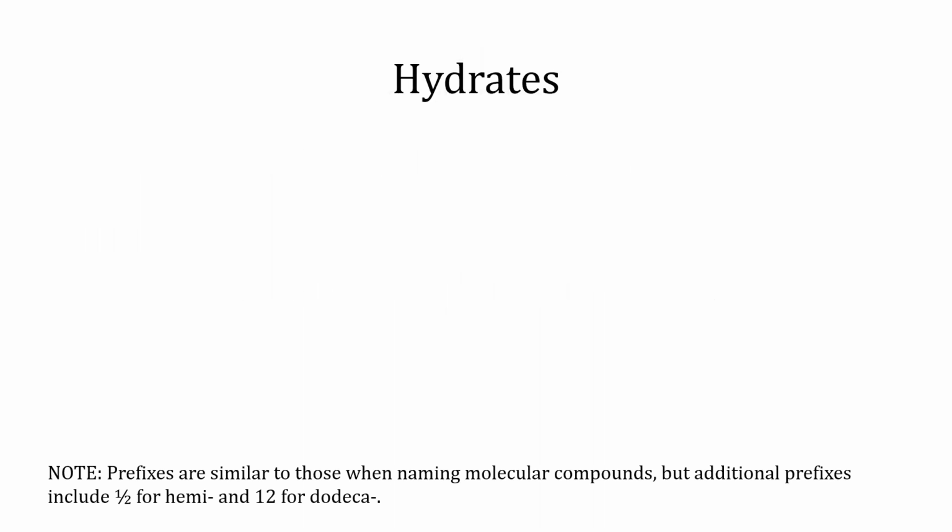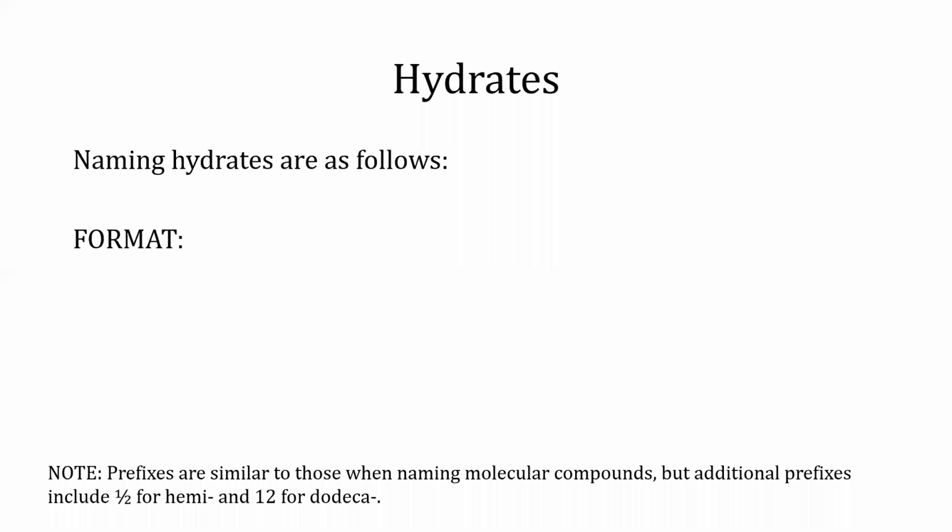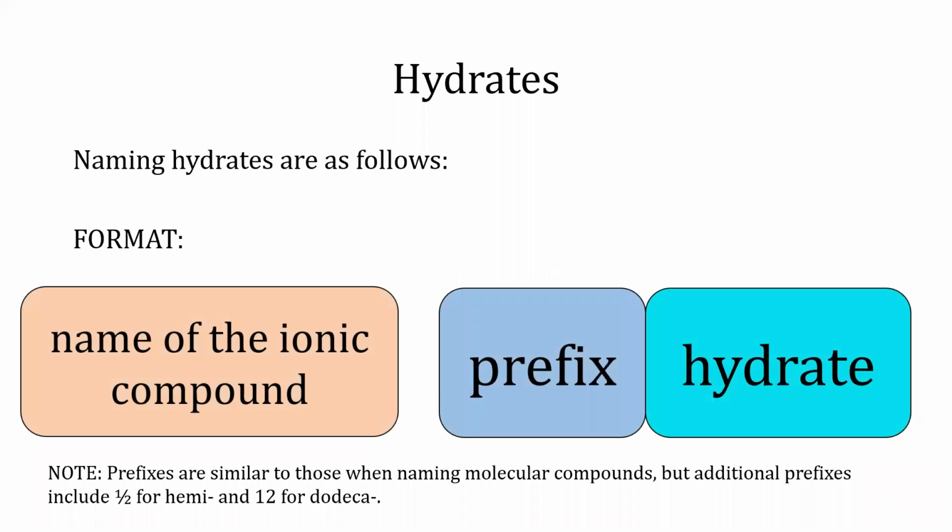Naming hydrates are as follows. Name of the ionic compound, followed by the prefix plus the word hydrate. Note, prefixes are similar to those when naming molecular compounds, but additional prefixes include 1/2 for hemi and 12 for dodeca.